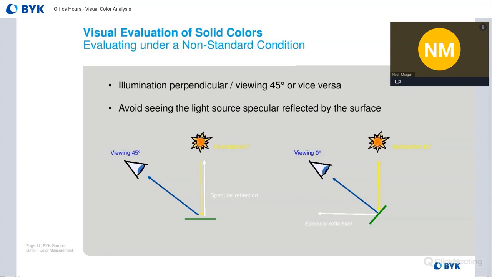And then, you could do it vice versa, where you're looking directly overhead when the sun or illuminate's coming in from a 45-degree angle, and we're still going to be avoiding that specular reflection, which is what we want.